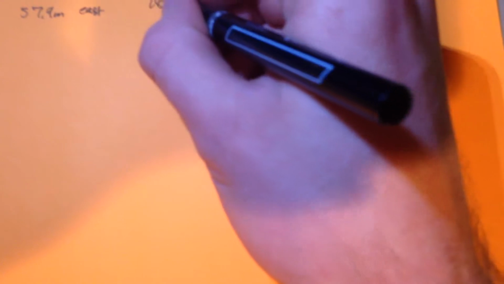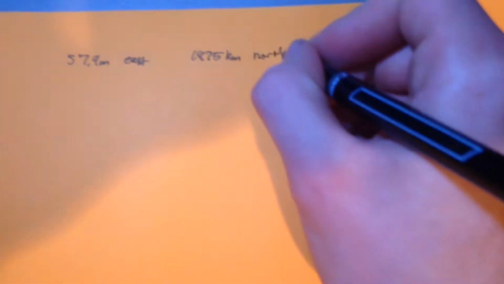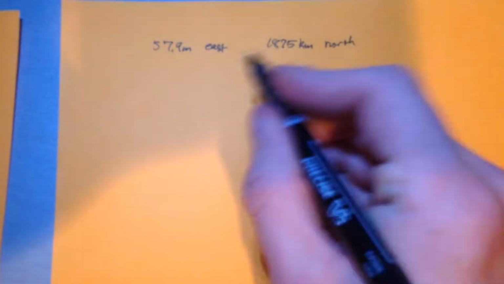Alrighty, so the problem was that Katie runs 57.9 meters eastward and then turns north and goes 1,875 kilometers, and it wants to know her resultant displacement and the total distance. So first things first, we want to get everything in the same units. So we want to convert the kilometers. Sorry, let's first do 57.9 meters east and 1,875 kilometers north. That's the first thing.